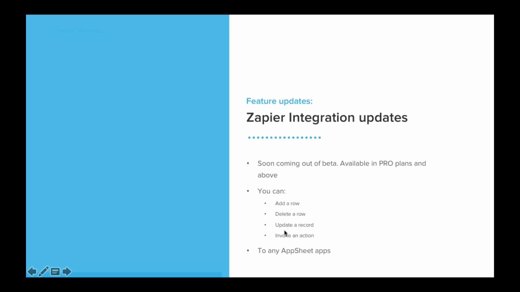You can also add new rows. So a lot of people have this idea of, hey, if I create an item inside of an AppSheet app, how can I, through a workflow rule, go and create rows in other tables, in other AppSheet applications? So you could technically do that with Zapier too.